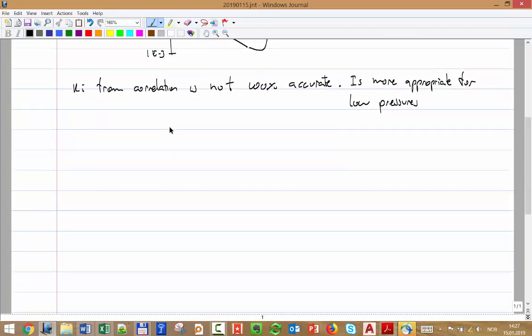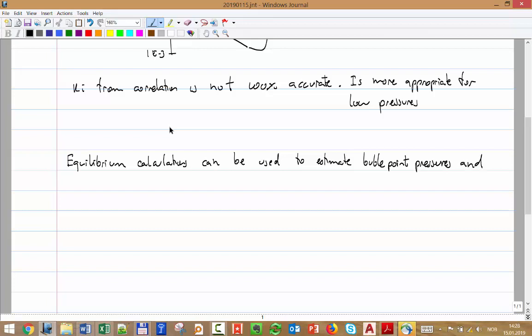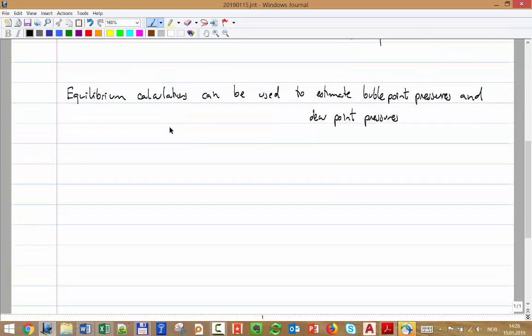Then the other thing is that we can use flash, so Rachford-Rice calculations, or what we call equilibrium calculations, can be used to estimate bubble point pressure and dew point pressures. In principle, they can be used also, and that's something we want, right?